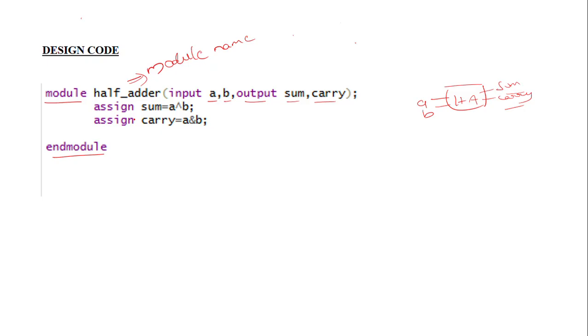What do you have to do now? Here we can assign. What is the formula for sum? A XOR B is our sum formula, and A into B is our carry. But as per Verilog design code, I already said what the symbols are for logic gates. For XOR the symbol is the cap symbol. For the AND gate the symbol is the ampersand. We have to use these symbols in the Verilog code. Don't use the plus symbol or dot symbol.